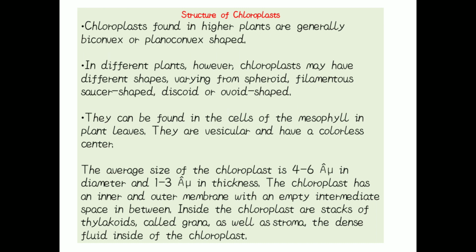The chloroplast has an inner and outer membrane with an empty intermediate space between these two membranes. Inside the chloroplast, stacks of thylakoids are arranged one upon another and form a bundle called a granum, as well as the colloidal solution present inside the inner membrane of the chloroplast, which is known as the stroma. It is the dense fluid inside the chloroplast.